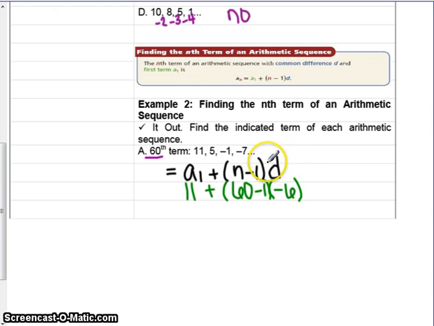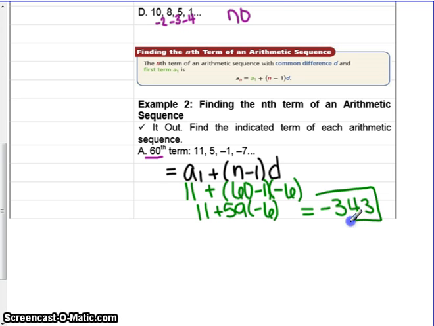So I don't put minus 6, I'm multiplying by negative 6. That's the key. So then you have 11 plus 59 times a negative 6. Again, you're multiplying, you are not subtracting. Don't get that confused just because it's a negative. And then if I go ahead and multiply 59 times negative 6 and add the 11, I get negative 343. And that would be my 60th term without having to actually write out 60 numbers.